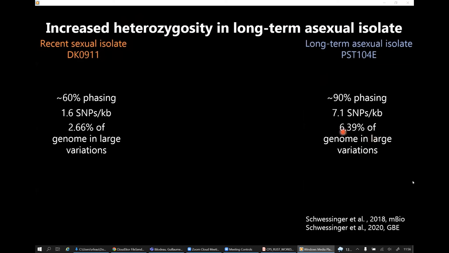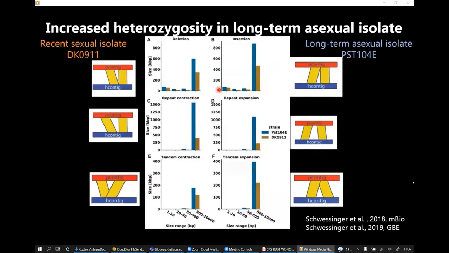Right. So now we look at the large genetic variation. Of course you can also incorporate the phasing here, because we had noisy long reads. I'm not going to go into detail here, but the phasing was 90% here and only 60% there. So you had more of the genome collapse, which indicates you have less heterozygosity, which we also showed with these other measures.